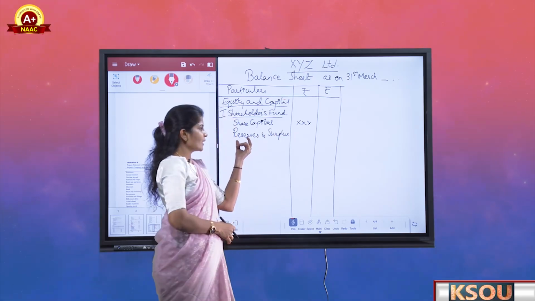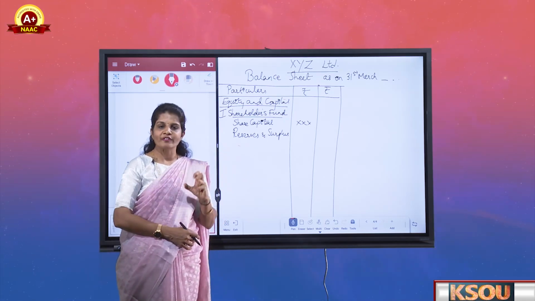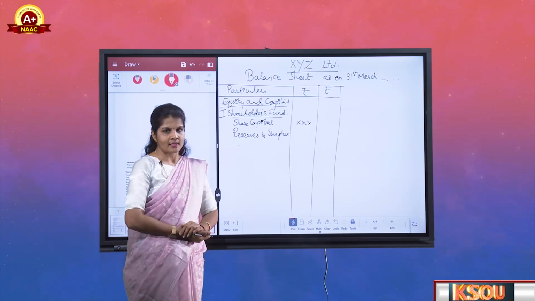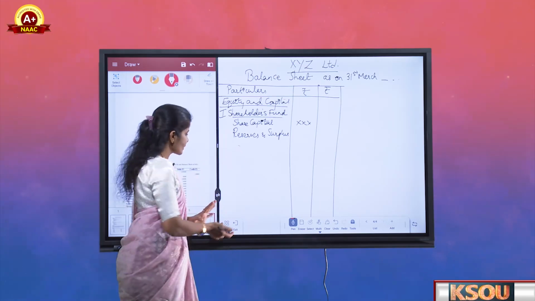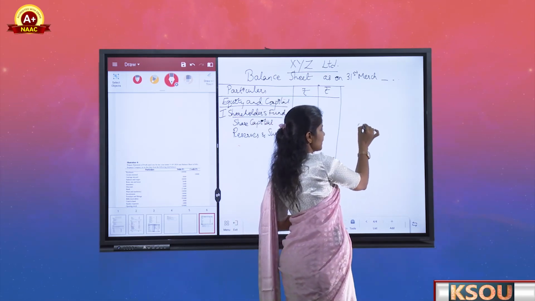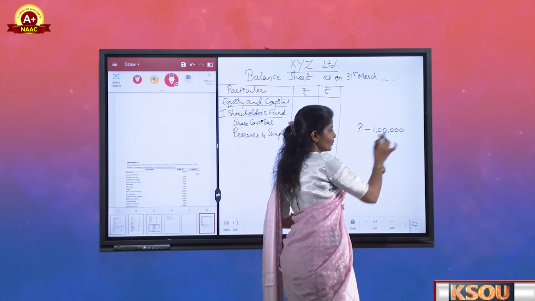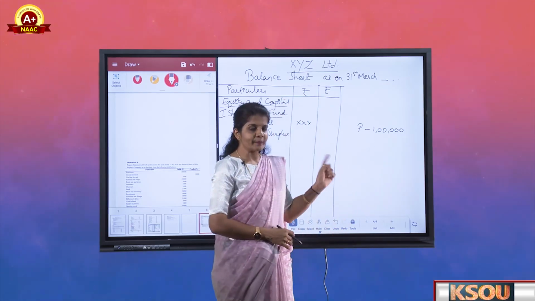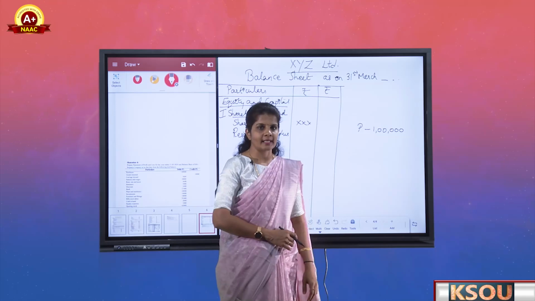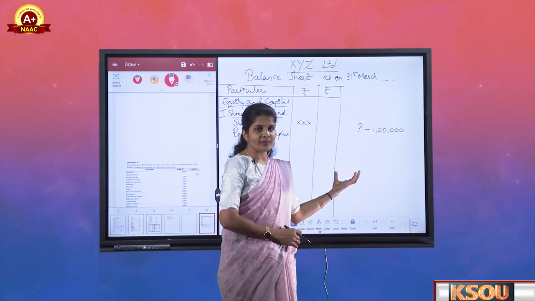What do you mean by reserves? What do you mean by surplus? The amount of profit which is set aside for meeting future needs is called reserves. See, out of the profit, suppose for example the company has earned a profit of 1 lakh rupees in the current year. This profit belongs to whom actually? Always this profit belongs to the owners, correct? So who are the owners of the company? Shareholders are the owners of the company.